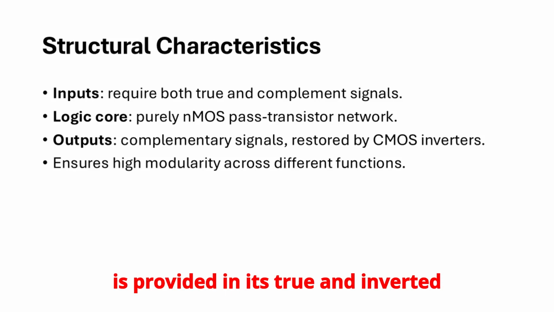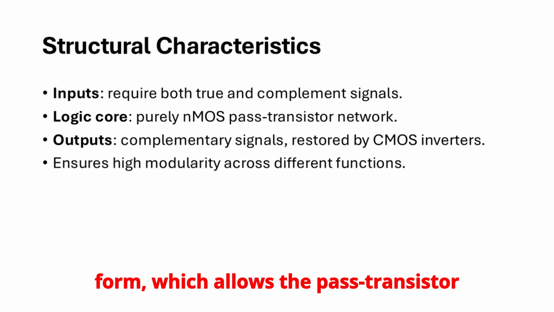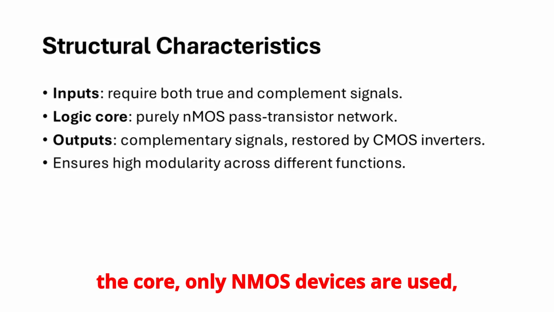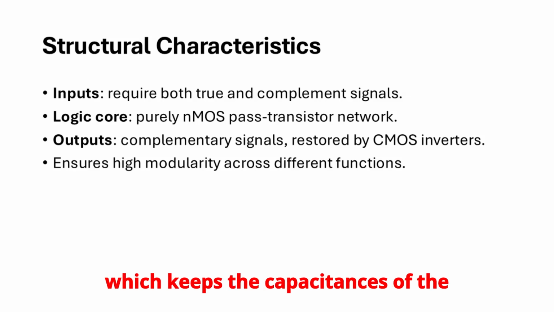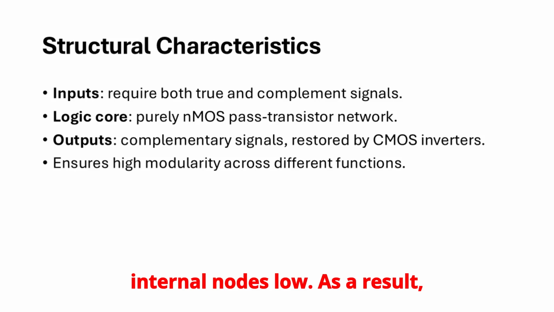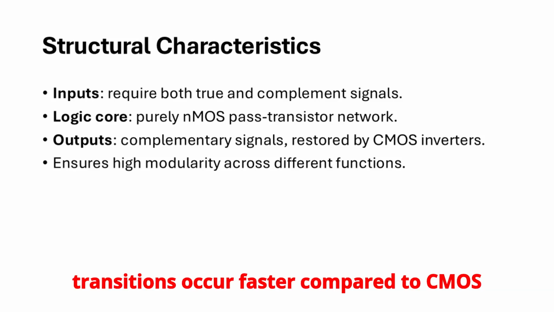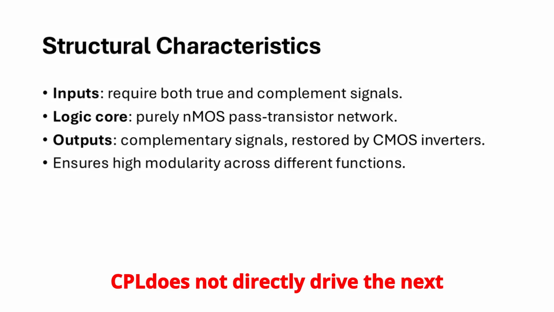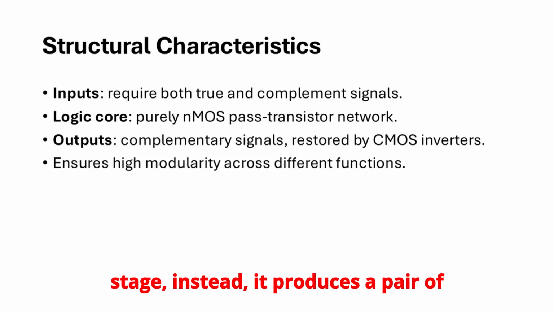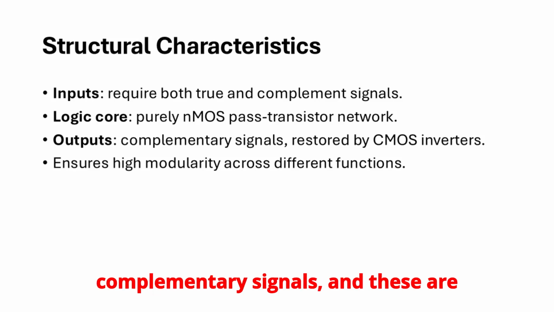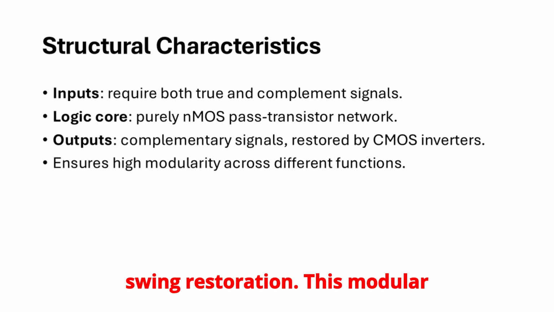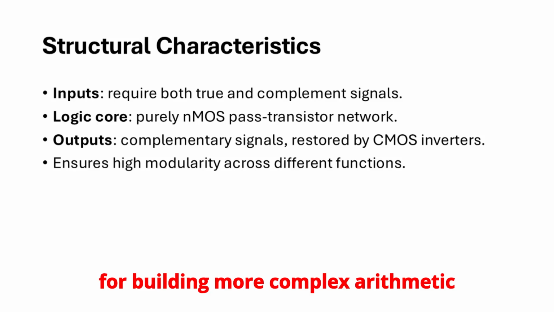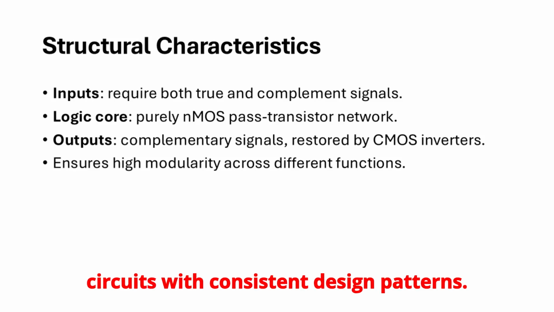Every input is provided in its true and inverted form, which allows the pass-transistor network to operate efficiently. Within the core, only NMOS devices are used, which keeps the capacitances of the internal nodes low. As a result, transitions occur faster compared to CMOS or TG-based logic. On the output side, CPL does not directly drive the next stage. Instead, it produces a pair of complementary signals, and these are passed through CMOS inverters for full swing restoration. This modular input-output symmetry makes CPL suitable for building more complex arithmetic circuits with consistent design patterns.